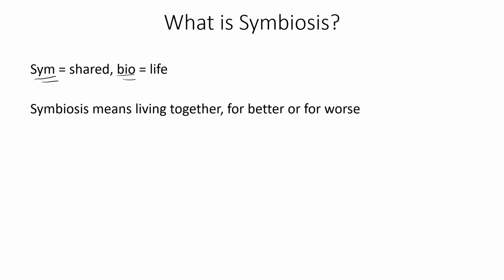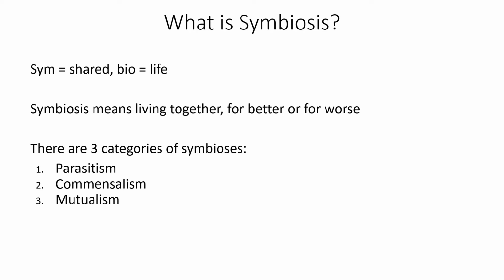But if you have two or more species, they're different species, right? You can't be within the same species and have a symbiosis. Then it's just considered cooperation or competition. But it involves multiple species living in close quarters in some way dependent on each other. So there's three categories for symbiosis. We can have parasitism, commensalism, or mutualism.